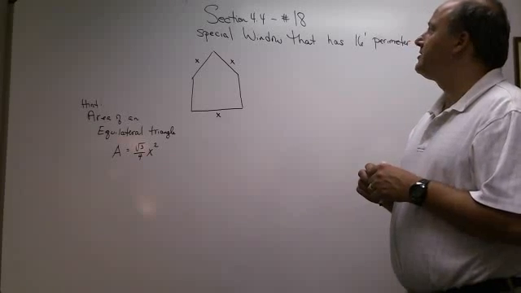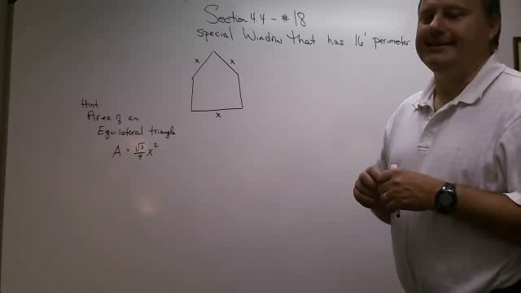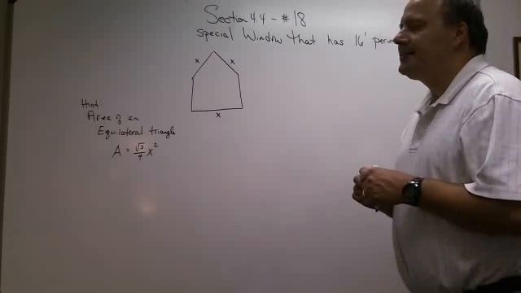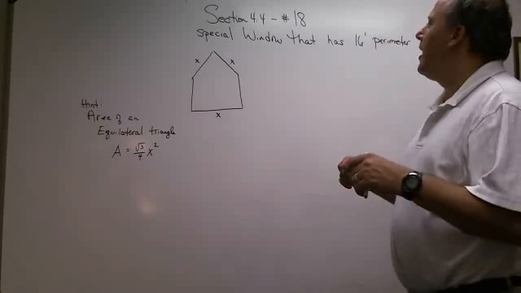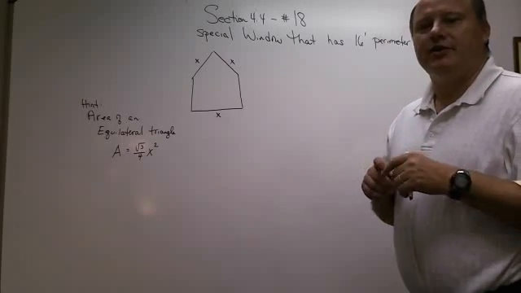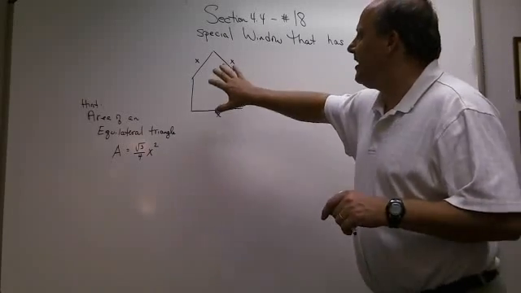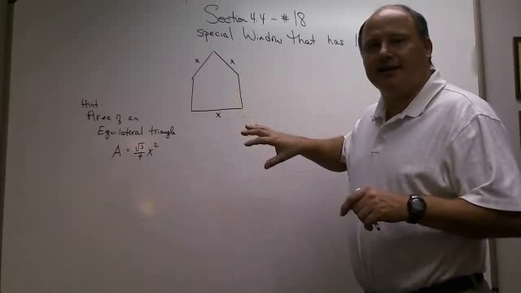Hi, we have another question, section 4.4 again, number 18. Basically they're constructing a window that has a 16-foot perimeter. What they're trying to do is construct this so that the most light can get through it. So the window is shaped like this.